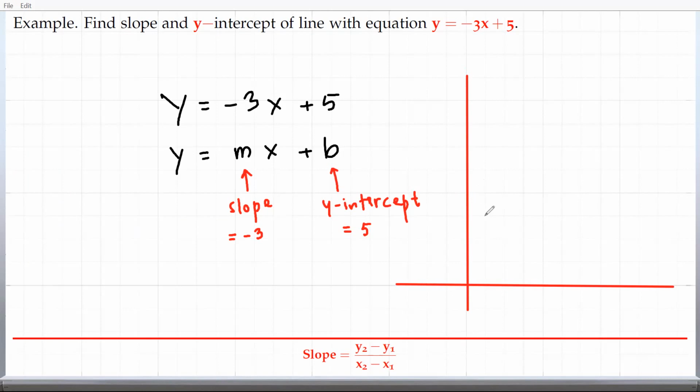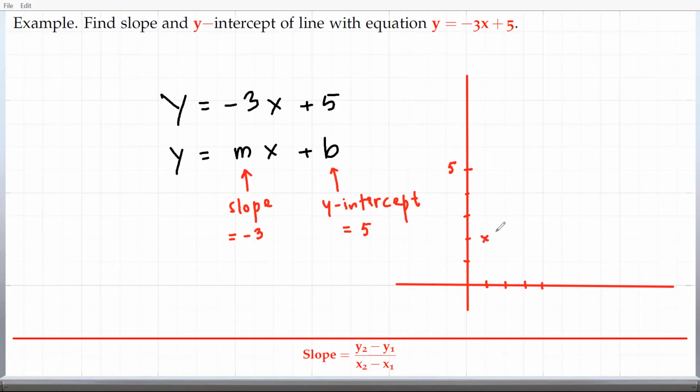First, we see that the y-intercept is 5. So let's look at that here. 1, 2, 3, 4, 5. So this must be the y-intercept. And the slope is negative 3. So when we go 3 units down, we must go 1 unit to the right. So let's say 1 unit to the right is right there.